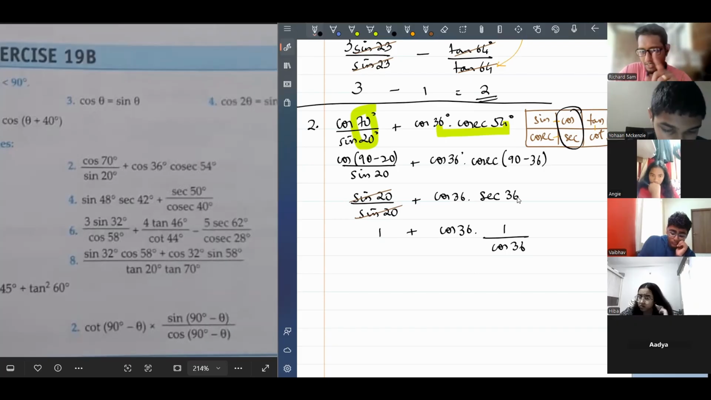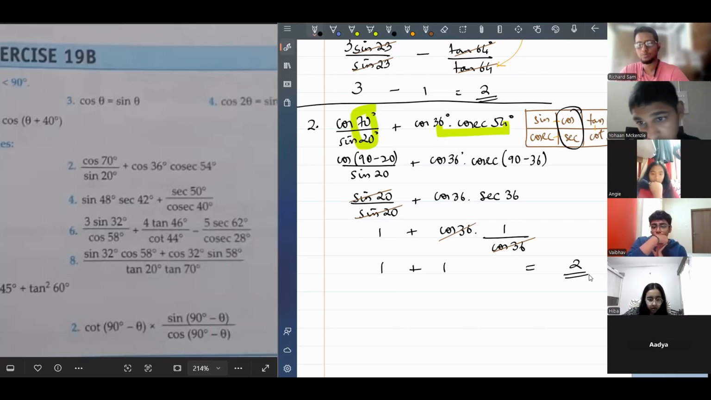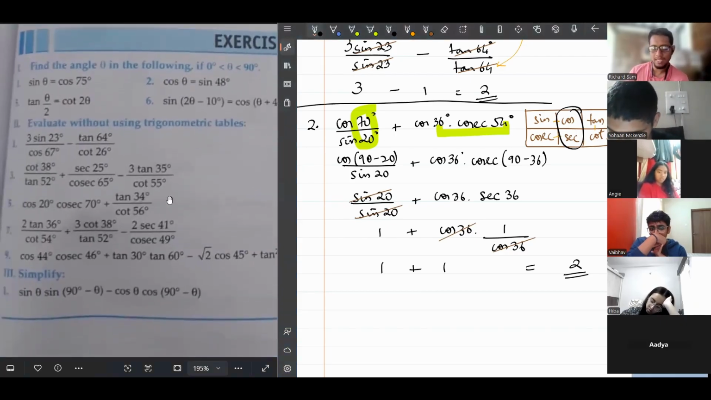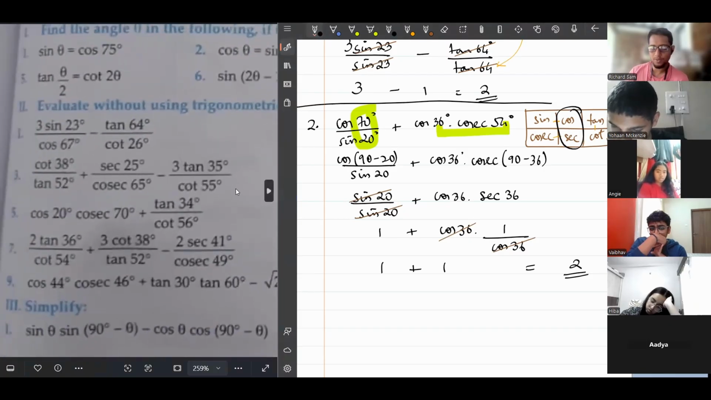Sec 36 we are writing as 1 upon cos 36 because they are reciprocals of each other. Now we can cut them off, cos 36 and cos 36. So we have 1 plus 1. Answer is 2. Clear, everyone? Okay. All right, write this down and you will do the next one by yourself. Question number 3. I want you all to get the answers.